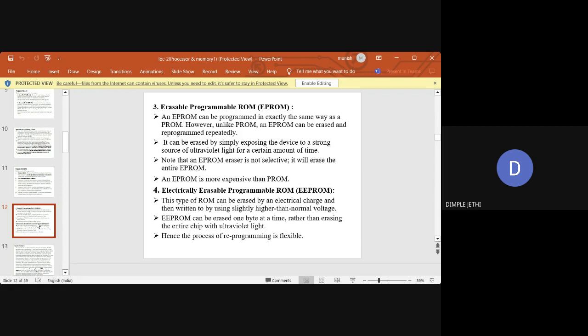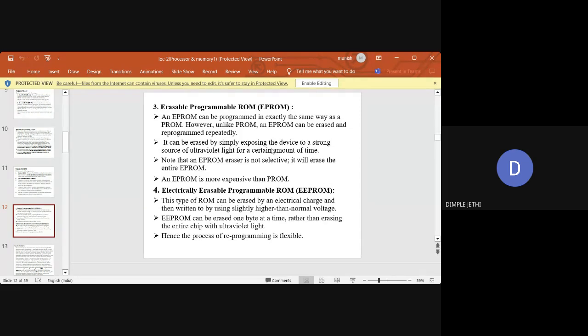So in PROM, what was the restriction? That you can change it only once. But erasable programmable means you can change it as many times as you want. But what you have to do for that, you have to expose your ROM to a strong ultraviolet light for a certain amount of time, then only its data will be erased and then you can again rewrite it.